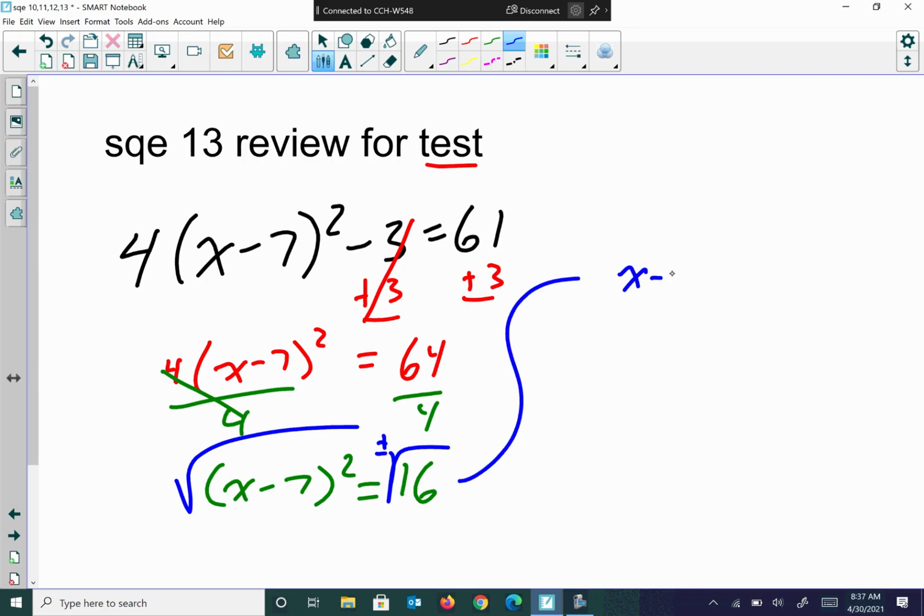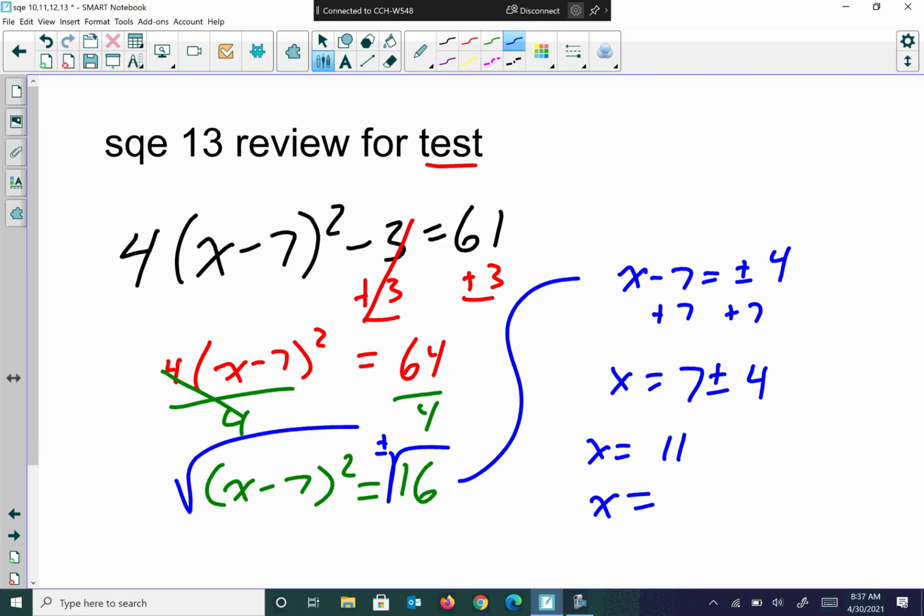So I get x minus 7 equals plus or minus square root of 16, this week is 4. Next week it might be different. Then we're going to add 7 to both sides. So this is 2 problems now. I can get 7 plus 4, which is 11, and I can get 7 minus 4, which is 3. There are my 2 answers.